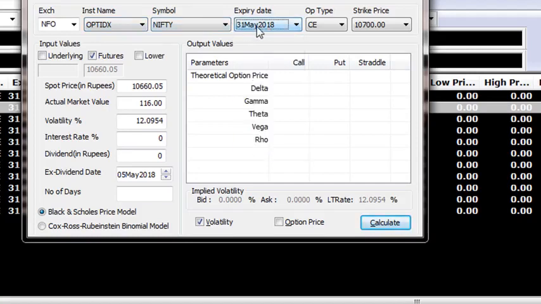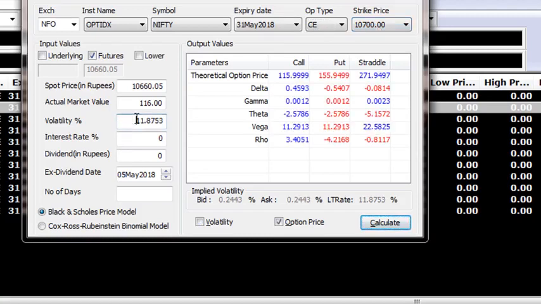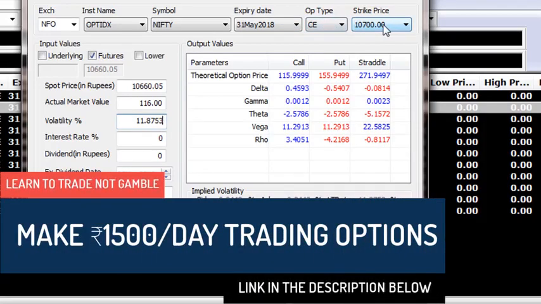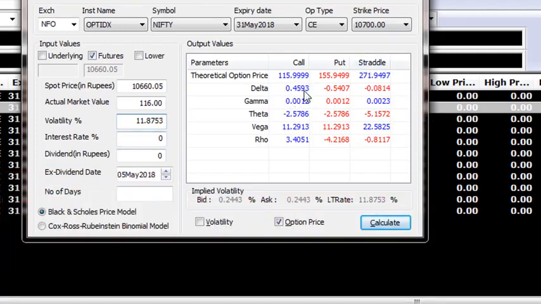It is 31st May 2018, which I have selected as the expiry date. I have selected the call and I have selected 10,700 as the strike price. Volatility is 11.8753 for this particular call strike price. So what is the value of delta? Delta for a call is 0.4593 and for a put it is 0.5407. For this particular strike price it is giving both, right? And gamma is this value, theta is this value, vega is this value and rho is this value.